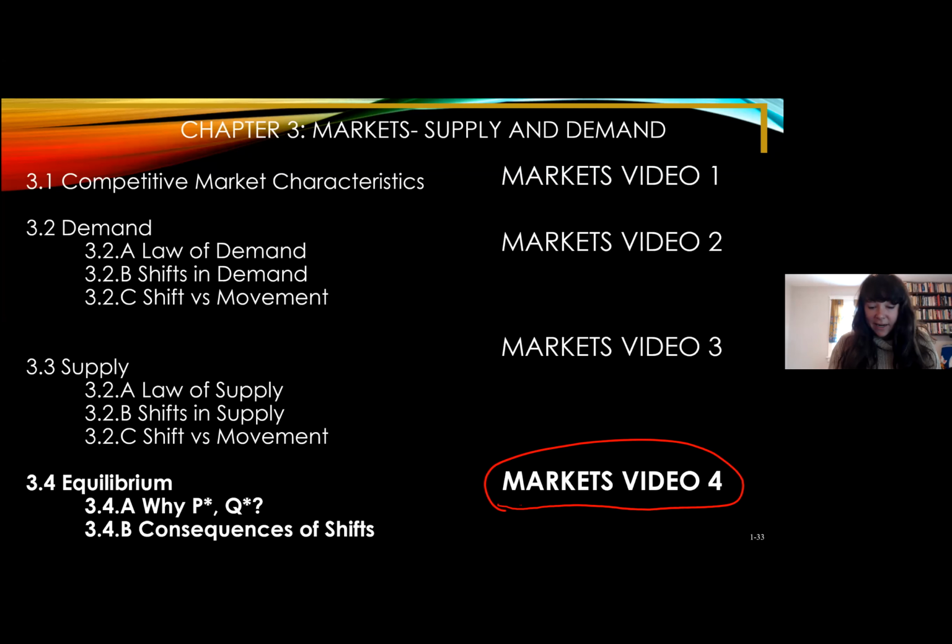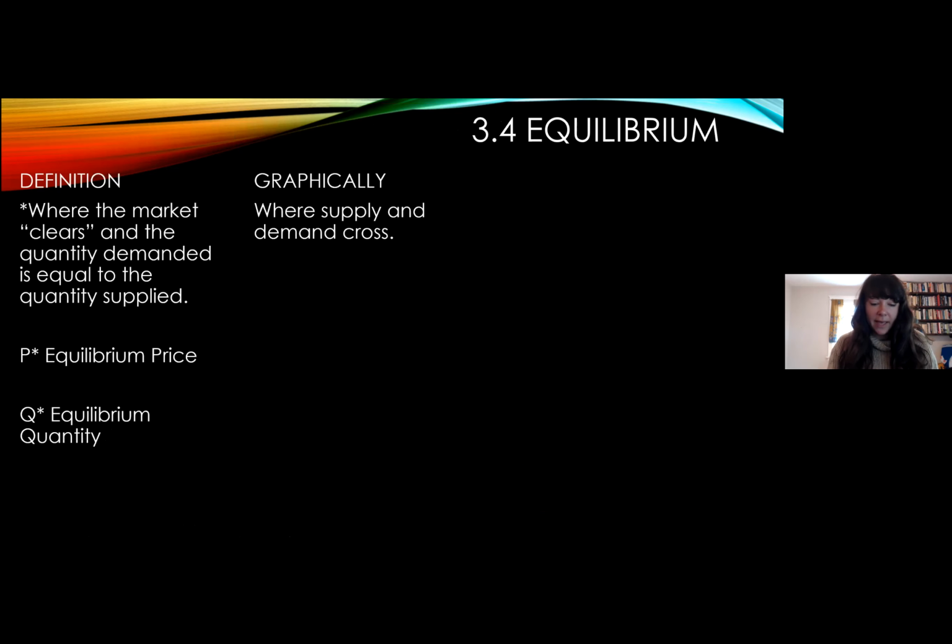So here we go. We'll talk about equilibrium, what we mean by that, why it exists, and think about what are the consequences when things move, when things shift, what happens to price and quantity. Okay, so equilibrium is going to be where the market, quote unquote, clears. The quantity demanded is equal to the quantity supplied.